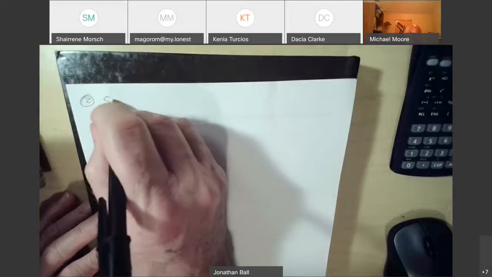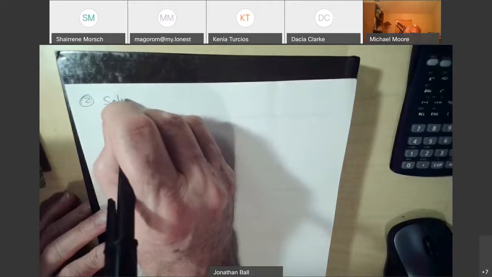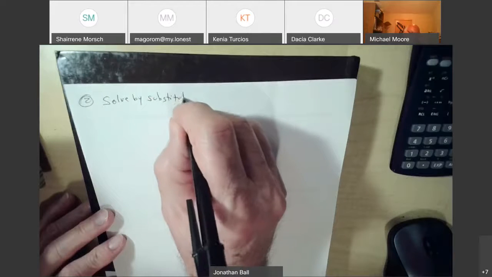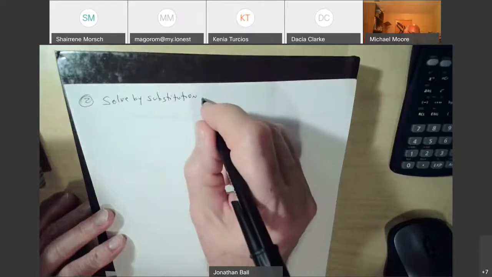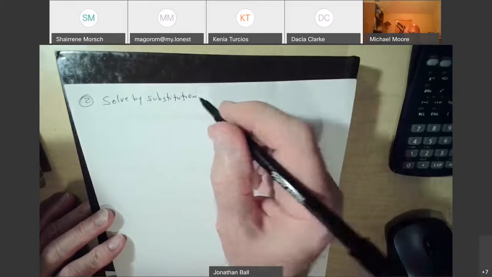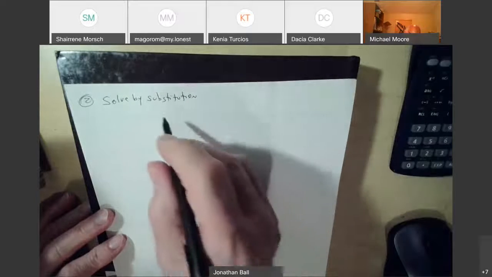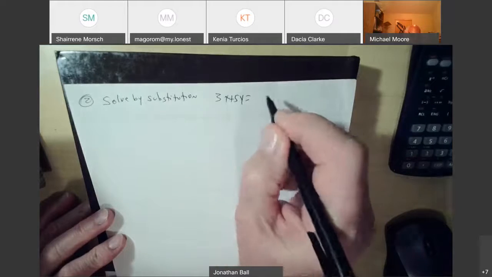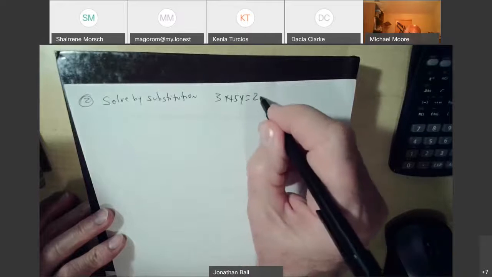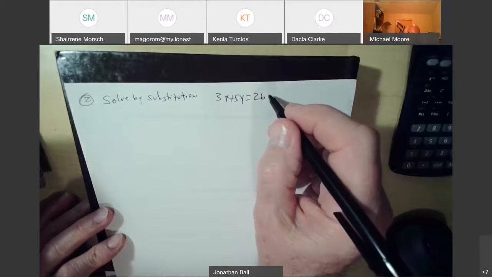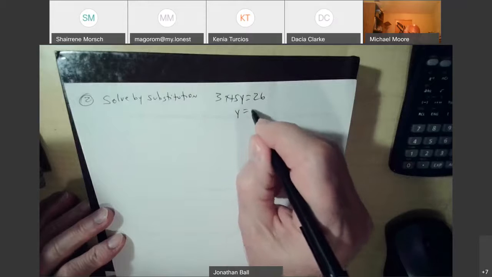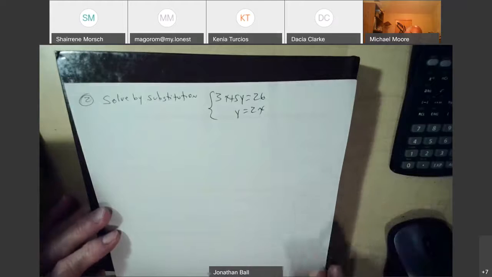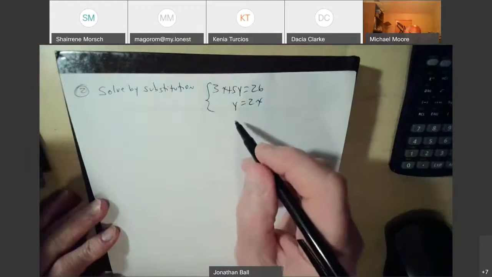Solve by substitution. We reviewed substitution. If we have 3x plus 5y equals 26, and y equals 2x. System of equations. Basically the same problem that we had before, just a little bit longer.